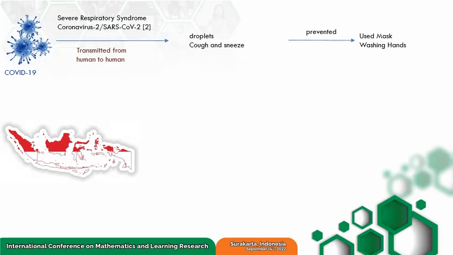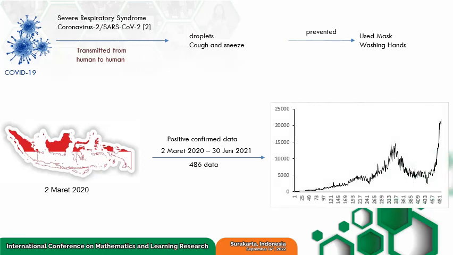COVID-19 in Indonesia became a pandemic disease when an infected individual was first confirmed in March. In this research, we used positive confirmed data from June 2020 until 30 June 2021, and this is the signal of the wave of COVID-19 in Indonesia.